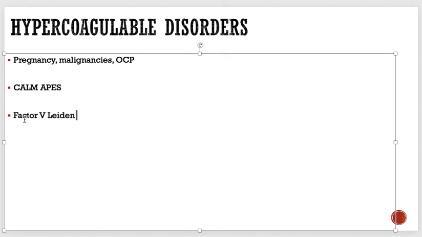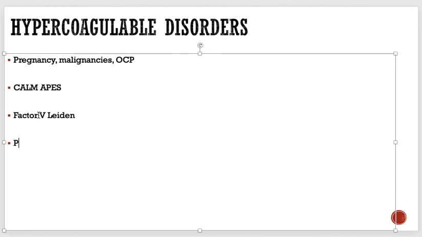Why is it called factor 5? Because there is a mutation in the factor 5 gene, okay? So due to that mutation, factor 5 cannot be inactivated. So factor 5 keeps on staying activated, and so the risk of forming clots increases.